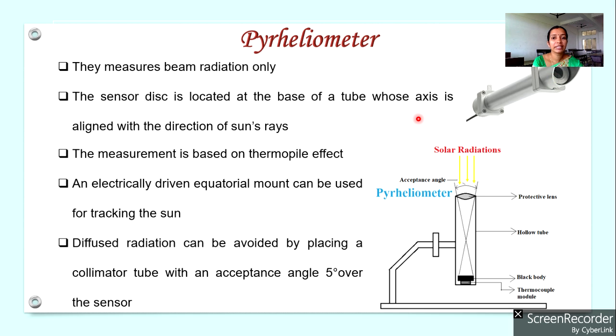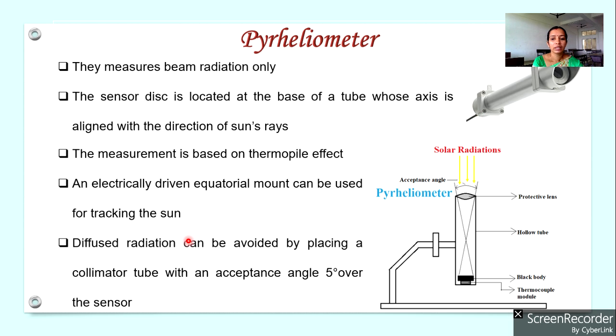So for that it needs a sun tracking mechanism, and here in a Pyrheliometer an electrically driven equatorial mount can be used for tracking the sun. Equatorial mount എന്ന് പറഞ്ഞാൽ എർത്തിൻ്റെ റൊട്ടേഷൻ അനുസരിച്ച് മൂവ്മെൻറ്റ് ചെയ്യാൻ പറ്റുന്ന ഒരു ഡിവൈസാണ് ഇക്വറ്റോറിയൽ മൗണ്ട്. എർത്ത് അതിൻ്റെ ആക്സിസിന് അറൗണ്ടായിട്ട് റൊട്ടേറ്റ് ചെയ്യുന്ന പോലെ ഈ ഇക്വറ്റോറിയൽ മൗണ്ടിനും റൊട്ടേഷൻ പ്രൊവൈഡ് ചെയ്യാൻ പറ്റും. So such an equatorial mount is used for orienting this pyrheliometer along the sun's rays.